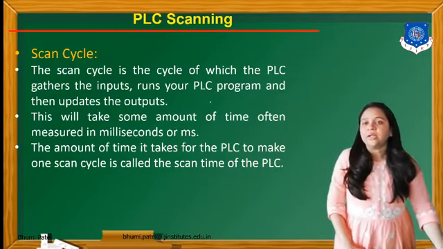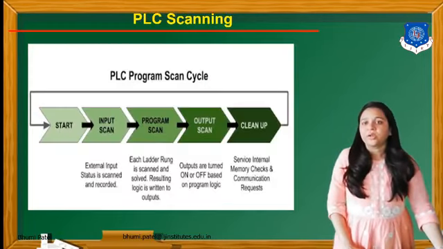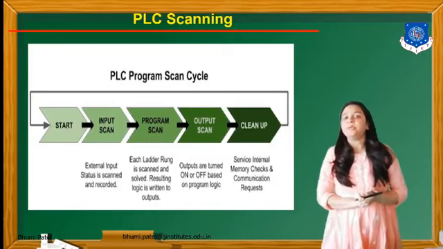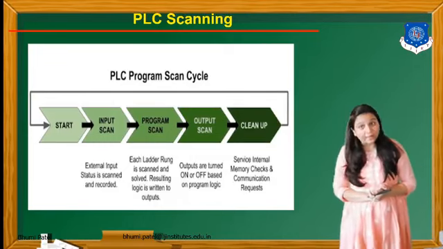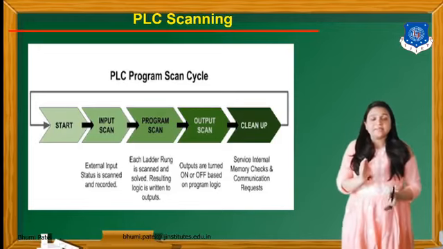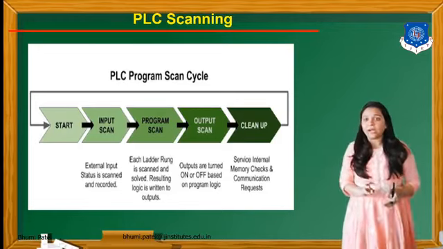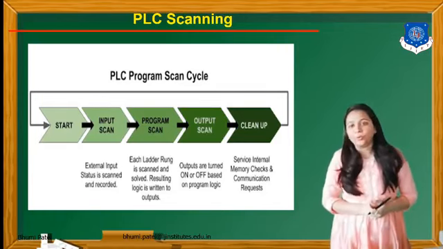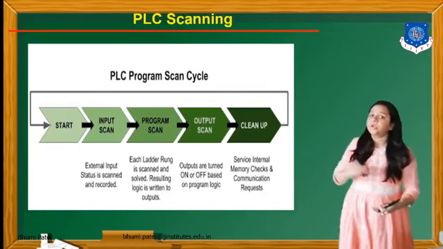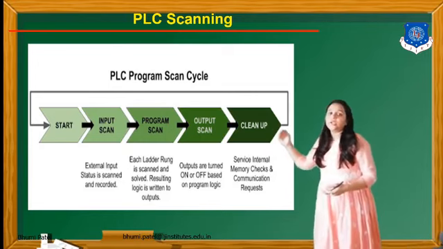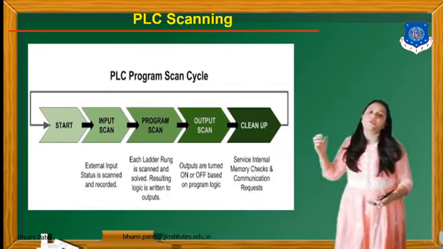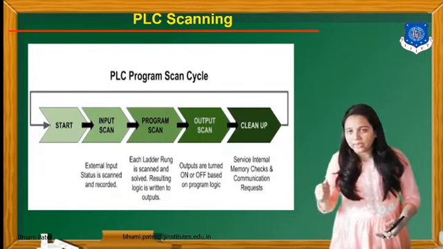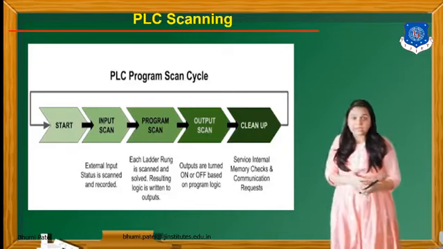Clear? Now the next one is the important diagram, the PLC program scan cycle. Generally the scan cycle includes three parts: input scan, program scan, and output scan. Before the input scan, they will connect the start or the input module, and after the output scan, they will connect the cleanup. Now, what is the input scan?